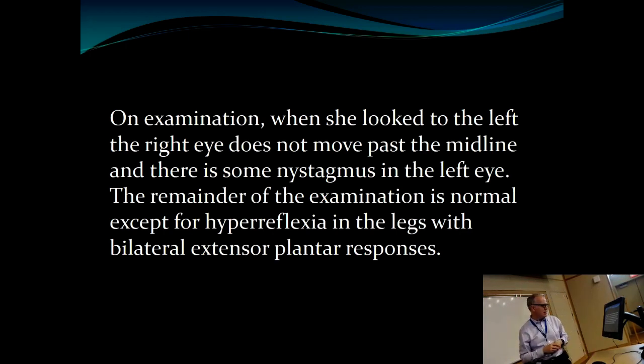Looks just like this. So the remainder of the exam is normal except for hyperreflexia in the legs with bilateral extensor plantar responses. Okay, why do you think she has that? Well, she had that episode that affected her spinal cord some time ago. So even though she feels like she's pretty much back to normal, you see some exam evidence of that previous problem. Okay?